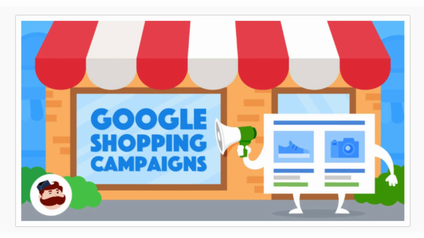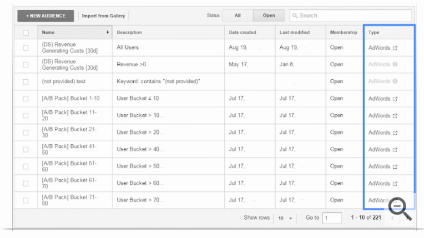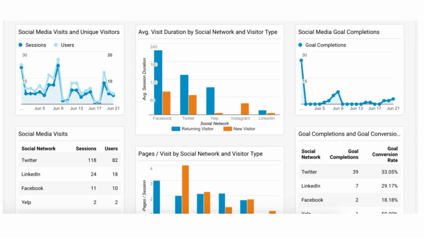After that, set up remarketing lists. These lists allow you to show targeted ads to users who have previously visited your website. You can also utilize promotions to highlight special offers or discounts in your shopping ads. After that, monitor and optimize regularly the performance of your shopping campaigns.